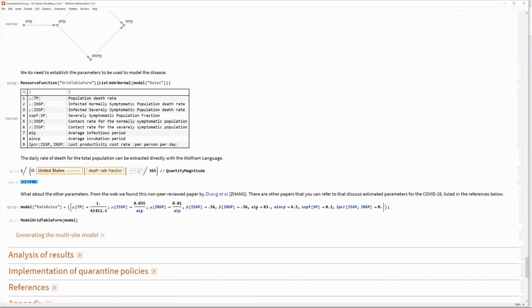Recovery takes 83 days, which seems a lot, but that's what's in the paper, and 6.5 days from exposed to actually start seeing the symptoms. This is the proportion that goes into severely symptomatic, and we're not dealing with any cure whatsoever.